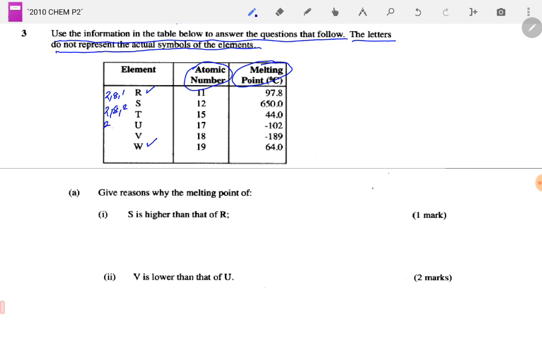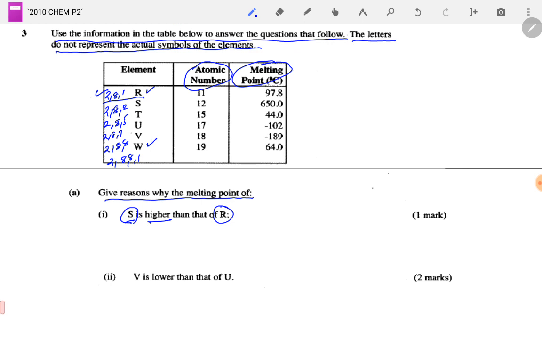T will have 285, U will be 287, V will be 288, and finally W is 2881. Okay, give reasons why the melting point of S is higher than that of R. So we have R and we have S.